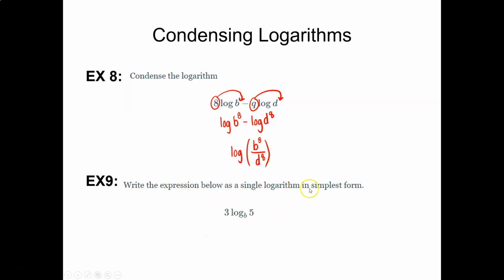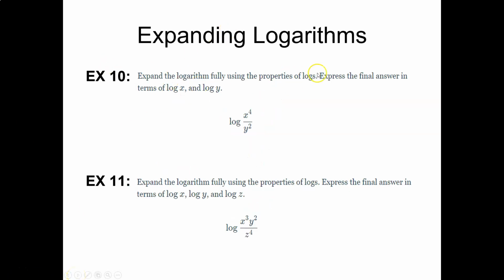When it says write the expression below as a single logarithm, the only thing you're doing on that one is pulling that in as an exponent and writing it out. I'm going to skip over that one so we can do one where it's expanding. This is asking you to expand, and if you expand, you have to expand completely. So let's do 11 because it's a little bit bigger than 10. If I were expanding this, the first thing I would do is break apart that fraction. So that would be log of x cubed y squared minus log of z to the 4th.